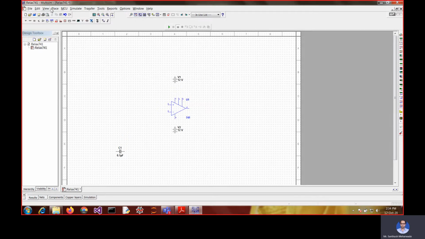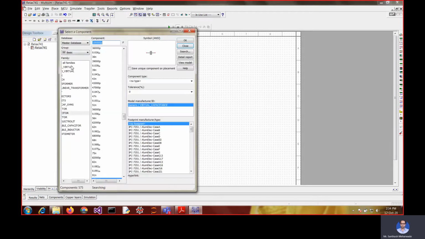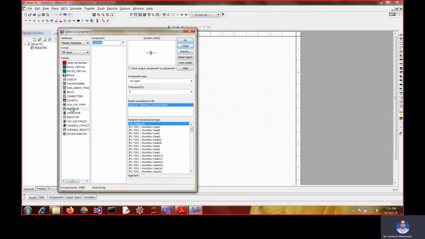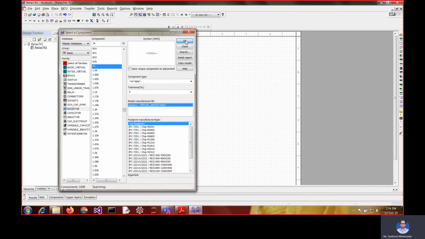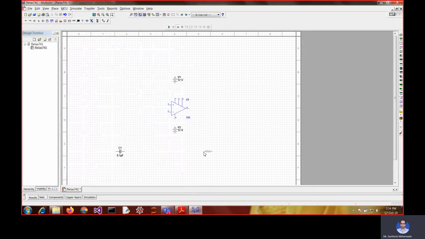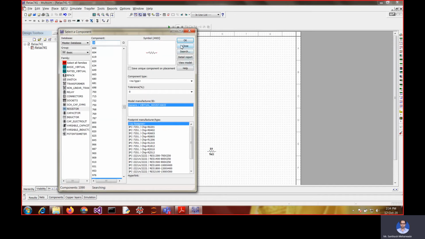Next I'm going to use place component again. Now I want a resistor. For the resistor I will go to the resistor, and I want the value of 1K. Let me search for the 1K. Here it is, the 1K. Select OK, and this one I'm going to keep over here. Still it is asking, do you want one more? Yes, obviously, for R1 and R2.